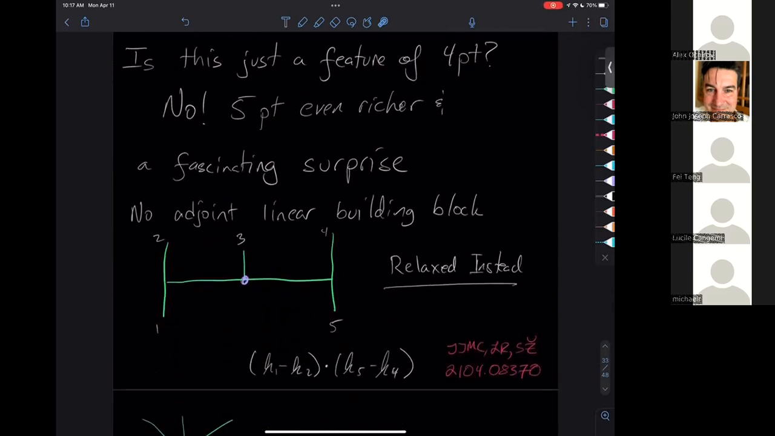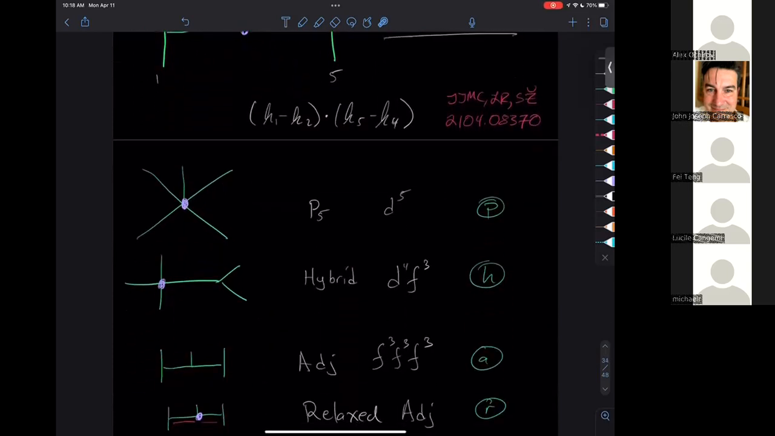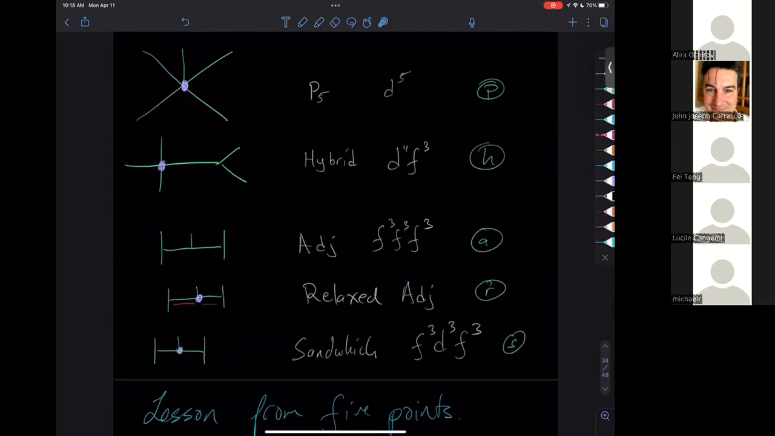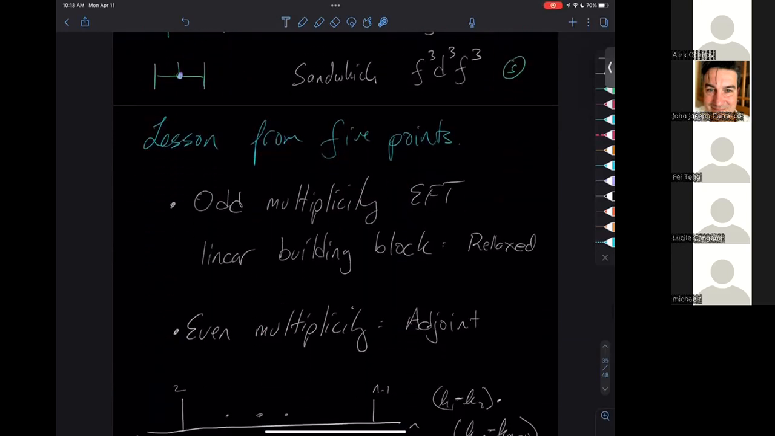Okay, is this just a feature of 4 points? No, 5 points is even richer, and you've got a fascinating surprise that the actual building block for odd multiplicities isn't adjoint, but something that's just like adjoint. It's antisymmetric on the external edges, satisfies Jacobi, but you relax the antisymmetry on the central edge. And so it's got a very simple building block. And in fact, this generalizes to all multiplicity. It's such a rich structure at 5 points. I don't have any time to get into it now.